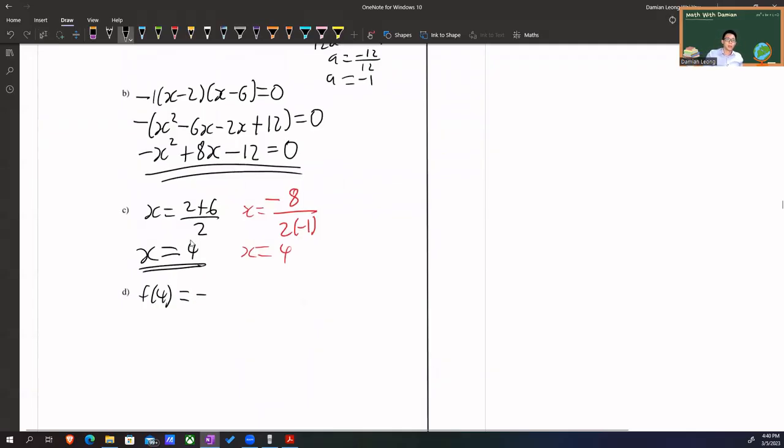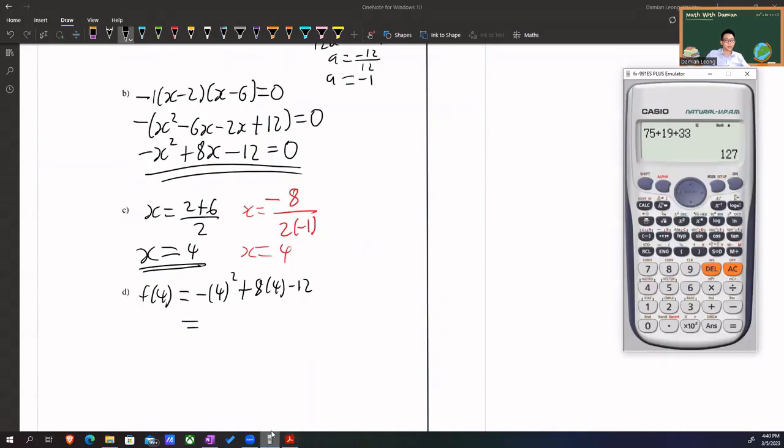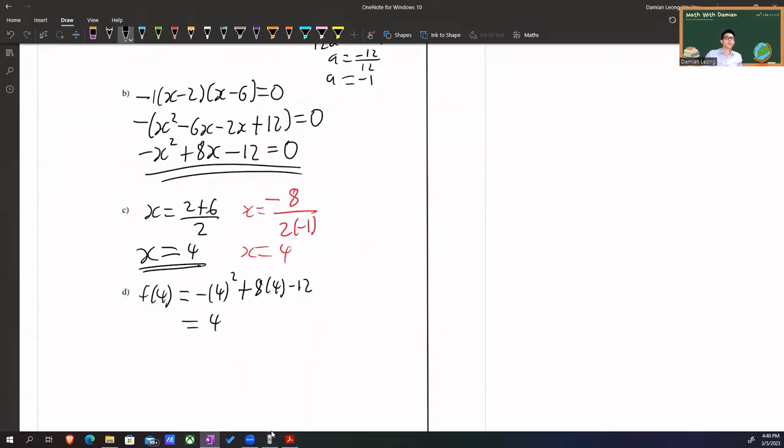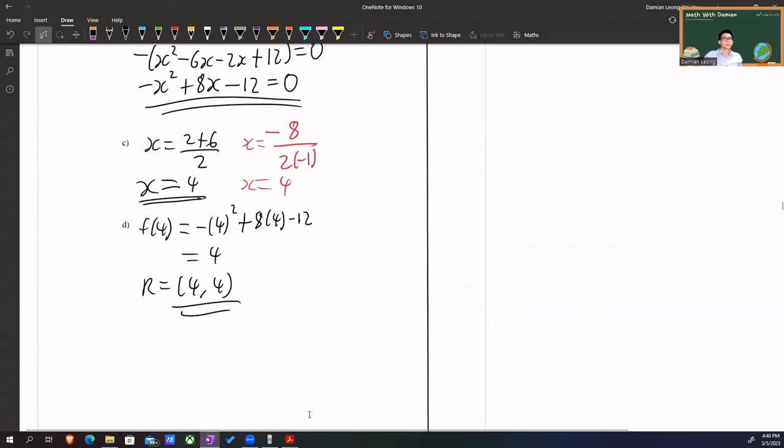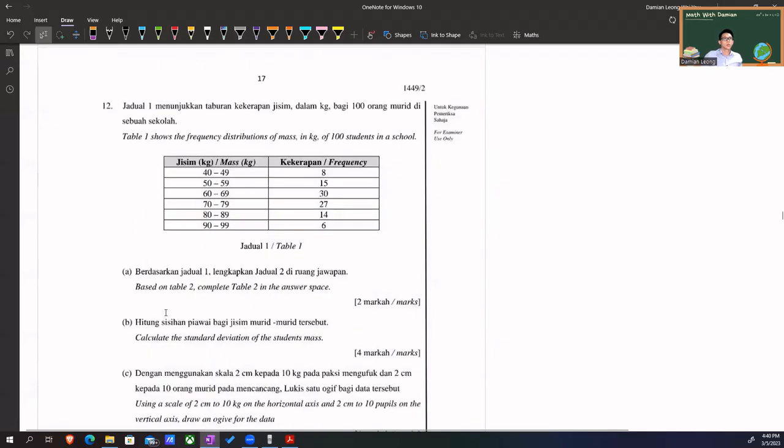Let's say I put in here, negative 4 squared plus 8 times 4 minus 12. So negative 4 squared plus 8 times 4 minus 12, that's 4. f(4) is 4, so point R is (4, 4). X is 4, Y also 4. Yeah. That's question 11. Question 12.